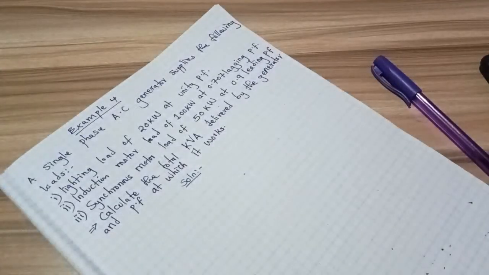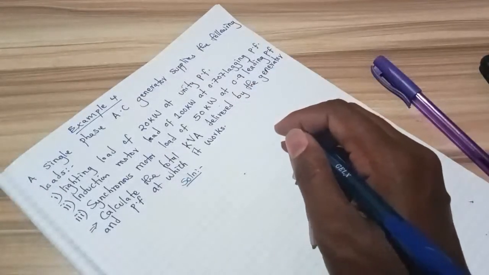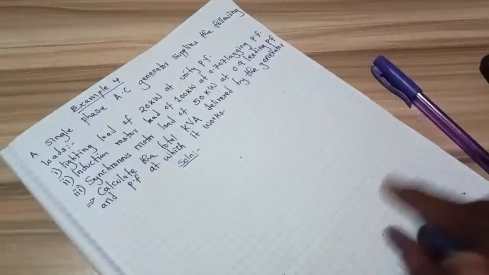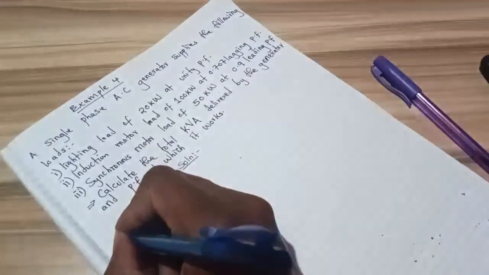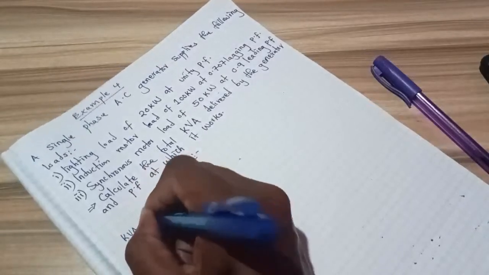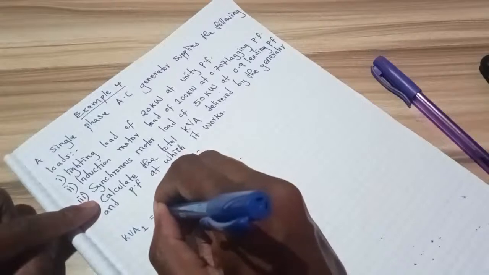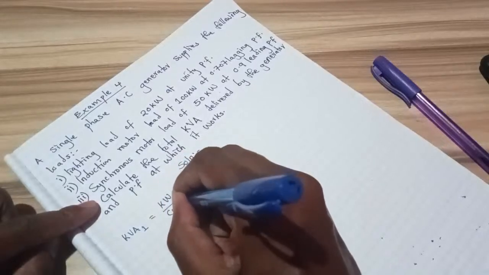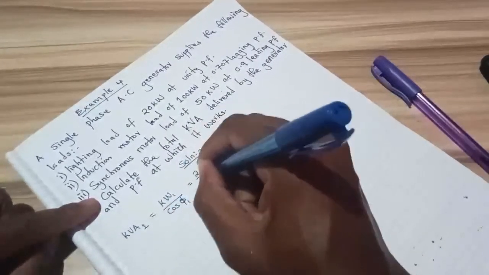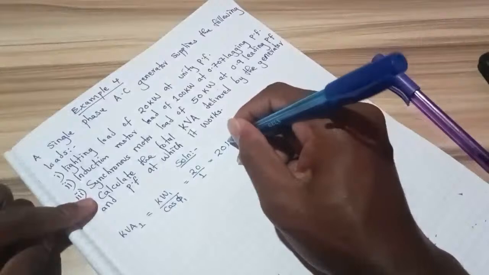First, we need to calculate the initial apparent powers that are being supplied. Starting from our lighting load, we have kVA 1, which is the true power of load 1 divided by the power factor phi 1. This is simply 20 divided by 1 because the power factor is unit, and this gives you 20 kVA.